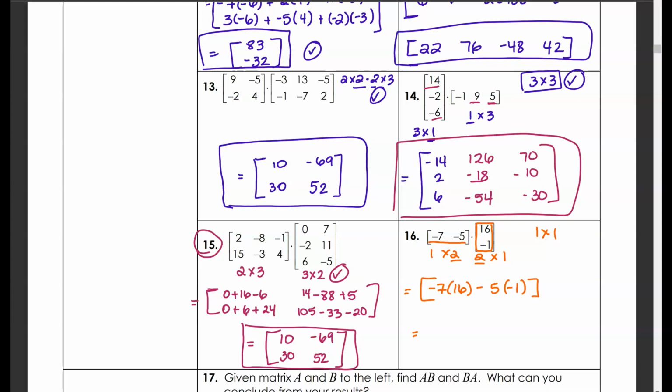So then when we do that, we end up with negative 112 plus 5, which gives me negative 107. And this is the matrix. That's it.